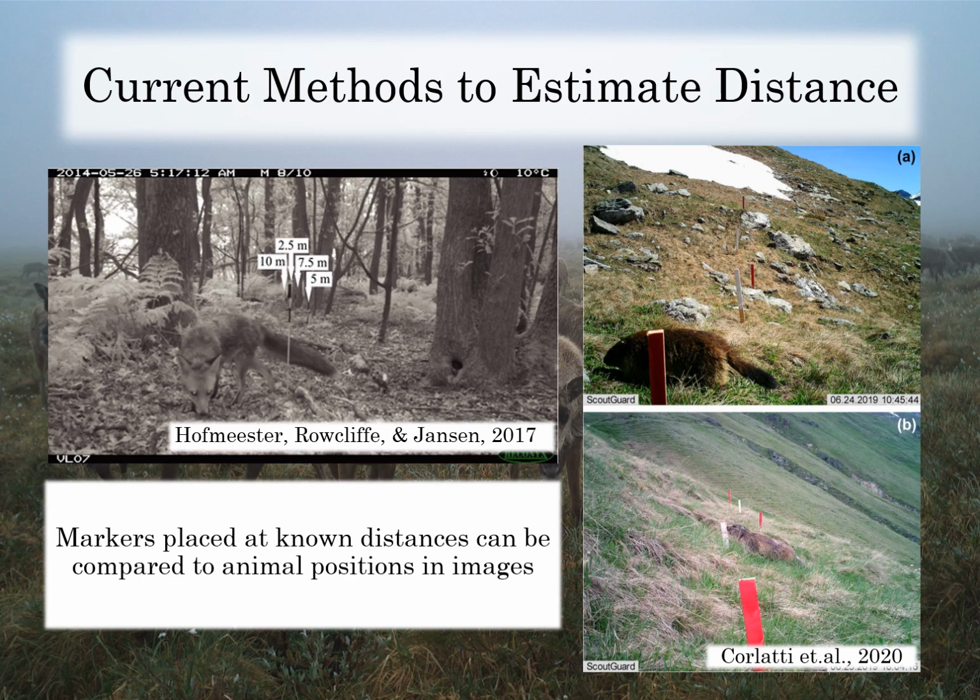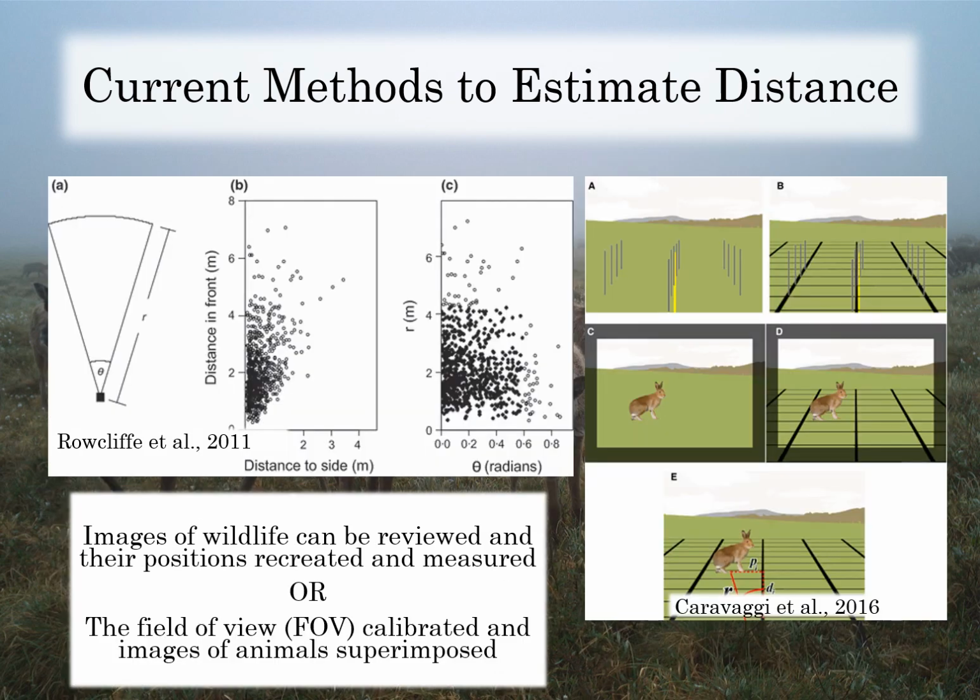So the first methods that we came across in the camera trapping literature for estimating the distance to animals in images simply used reference objects placed at known distances and then compared those to the position of animals in the image to assign them to a distance interval. Other methods reviewed the images in the field and then recreated the position of animals and simply measured the distance from the camera to where they saw the animals in the image and recorded the angle to estimate the area sampled.